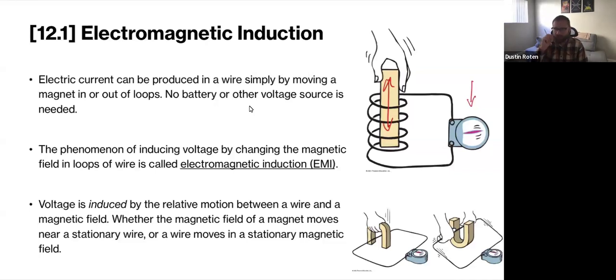What drives this is the change in motion. Just putting a magnet in there doesn't do it. The magnet has to be moving. Magnet must be moving.